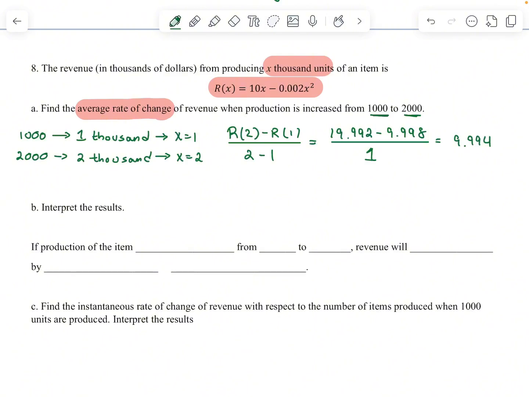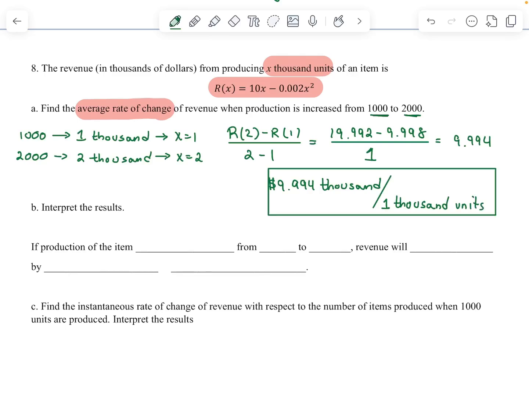Now we need to label this answer. The numerator will be thousands of dollars, so we'll have 9.994 thousand, and the denominator will be 1,000 units. So the average rate of change is $9.994 thousand per 1,000 units.